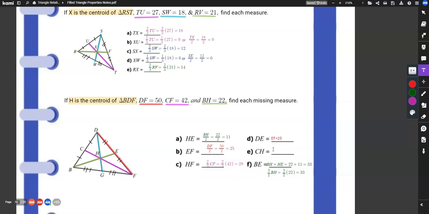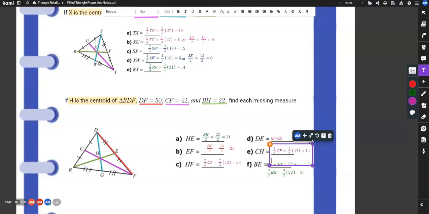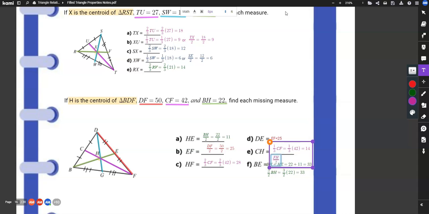And then it asks me for CH. Again, we can do CH two ways. We could say that CH is going to be 1/3 CF. 1 over 3 times 42, which is 14. But we can also state that CH is half of FH. So we can say FH divided by 2. And that's going to be 28 divided by 2, which is still 14. So either of those options, again, would work.